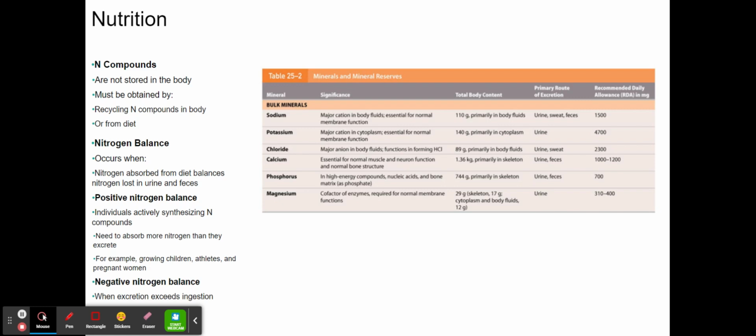You're in nitrogen balance when the amount of nitrogen you absorb from your diet balances the amount that you lose in urine and feces. This is a normal condition and means that the rates of synthesis and breakdown of nitrogen compounds are equivalent. Growing children, athletes, people recovering from illness or injury, and pregnant or lactating women actively synthesize nitrogen compounds. These individuals must absorb more nitrogen than they excrete. Such individuals are in a state of positive nitrogen balance. When excretion exceeds ingestion, a negative nitrogen balance exists.